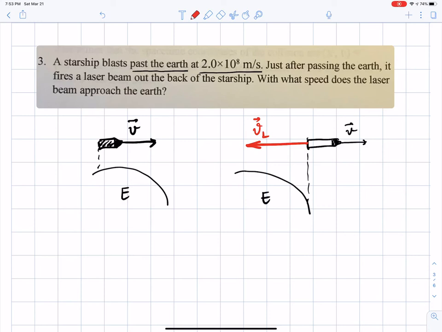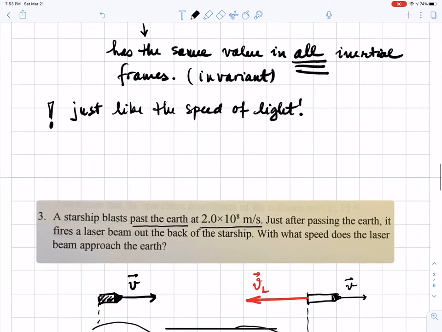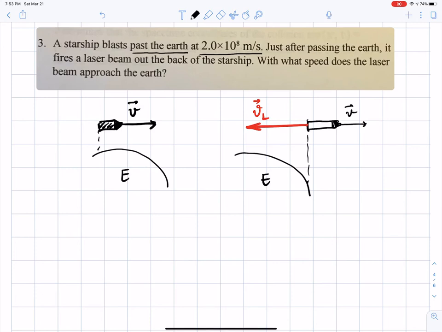All right. So with what speed does the laser beam approach the Earth? So the question is, what's happening here? How would you think about this problem? Take a moment and ask yourself: how would you answer this question based on what I just said above? You can pause the video and think about it.